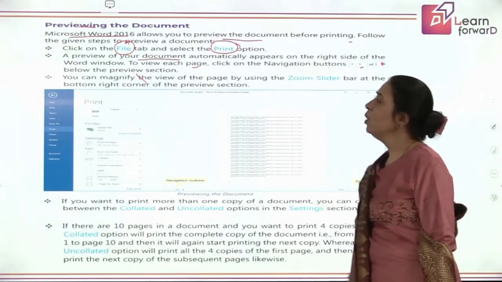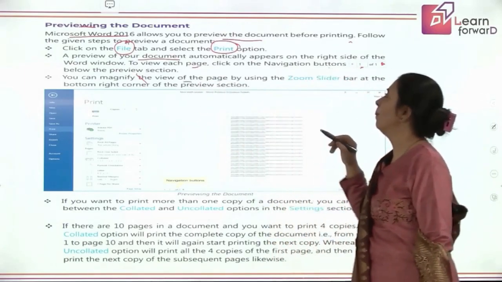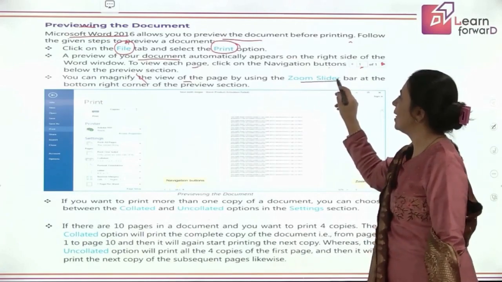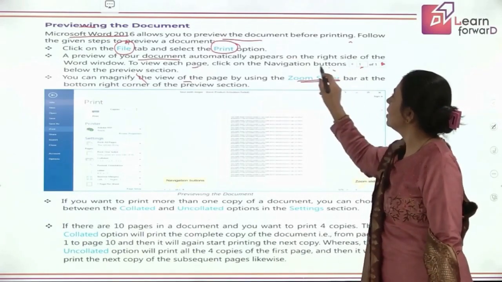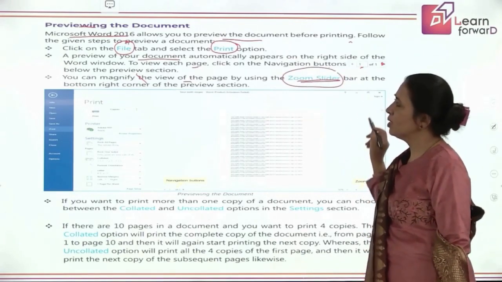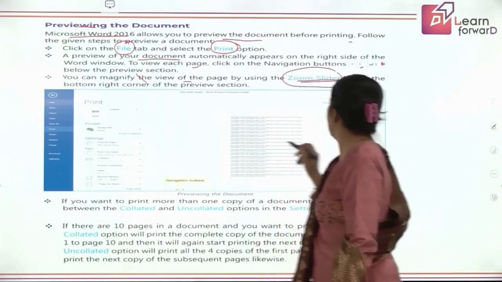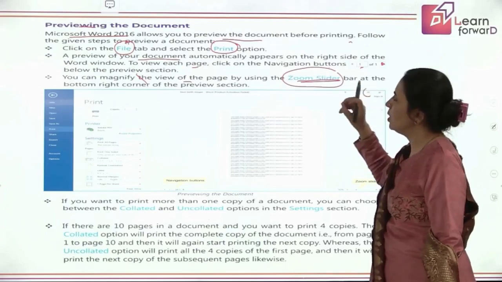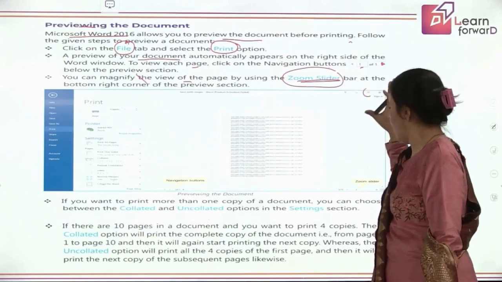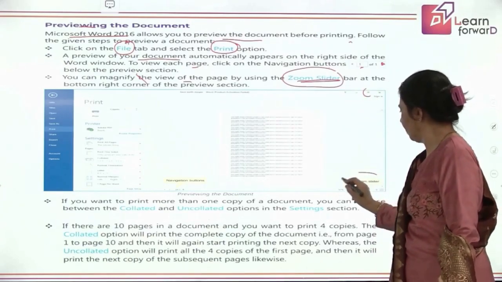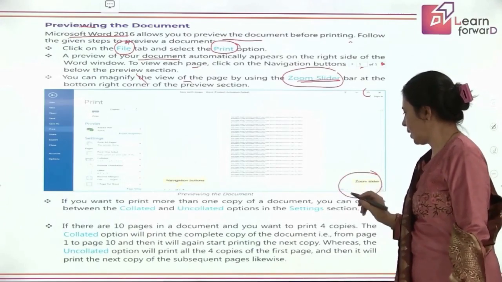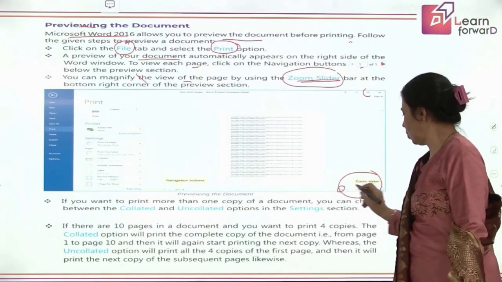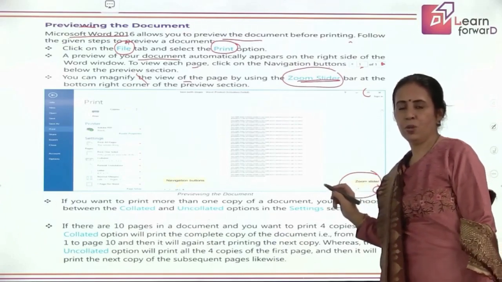And even you can magnify the view of the page. There is a zoom slider available there. So there is a zoom slider bar which exists on the top right corner here. It is appearing here. So you can just zoom and see how your document looks like. So it is showing the document in percentage. Okay.